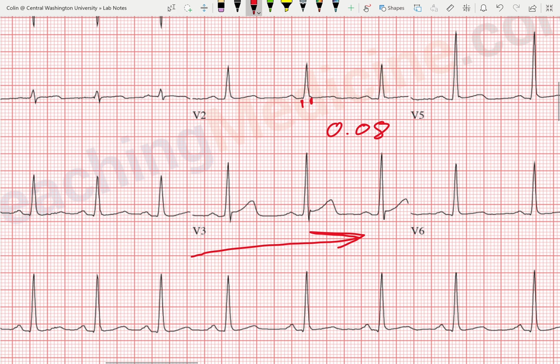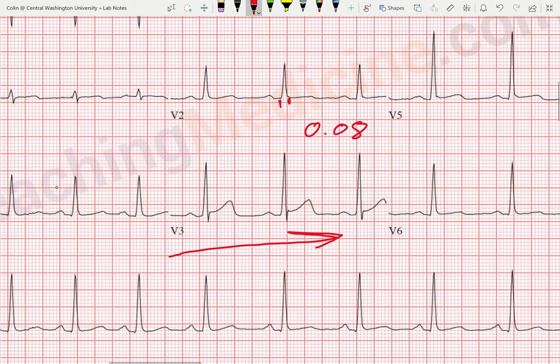It took 0.08 seconds for the electricity to go through the ventricle, and that's normal. It can be as long as 3 of the small boxes, or 0.12. So if the QRS is 3 small boxes wide, no problem. And as far as how narrow it can be, as narrow as we want. We don't care. But as it gets longer and longer, that means things are taking more time. And if it's beyond 3 of the small boxes, then we have an issue.